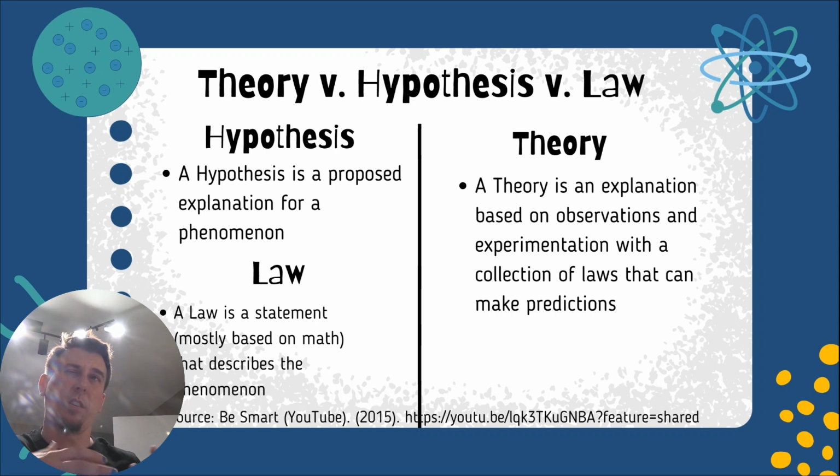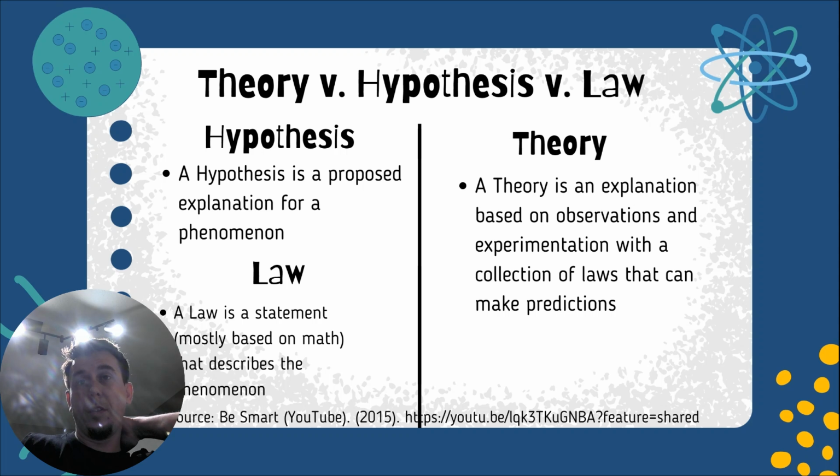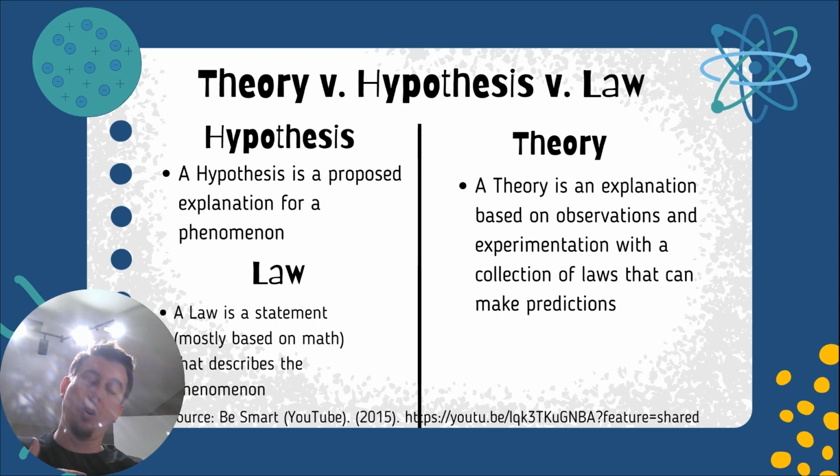Whereas the theory of our Earth being round is a collection of all the observations, all the experiments, all the laws and math that we have gathered to make predictions that shows that indeed our Earth is round.